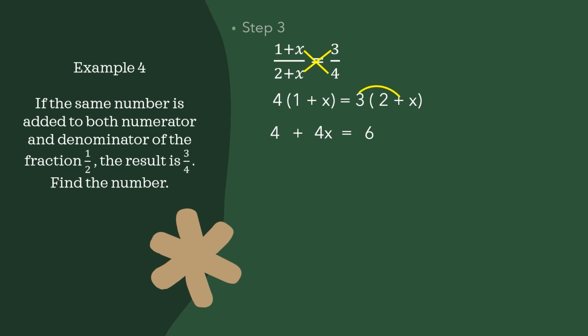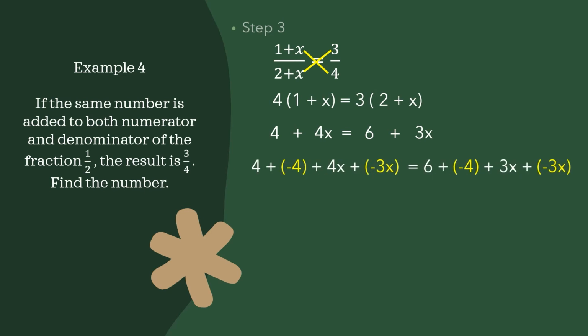Then 3 times positive x is positive 3x. After that, using addition property of equality, we have 4 plus negative 4 plus 4x plus negative 3x is equal to 6 plus negative 4 plus 3x plus negative 3x. So the remaining now will be 4x plus negative 3x is equal to 6 plus negative 4.